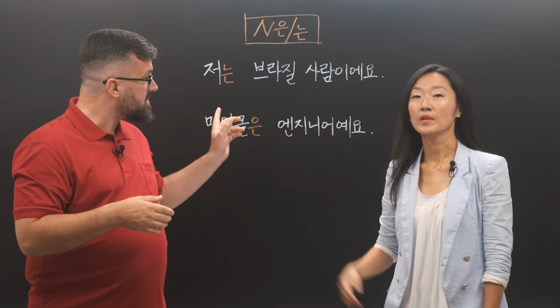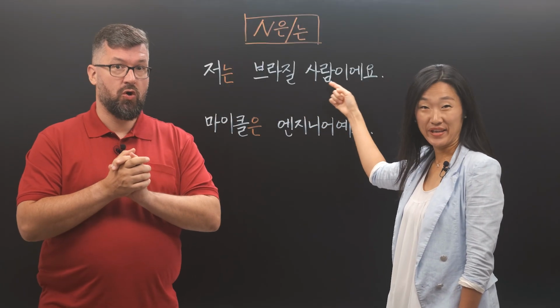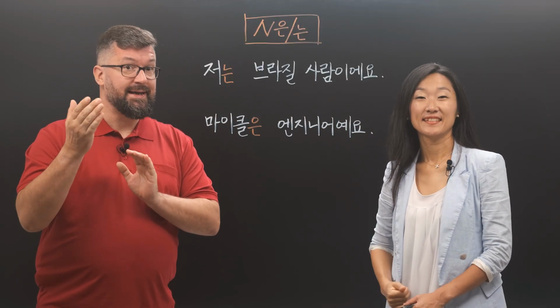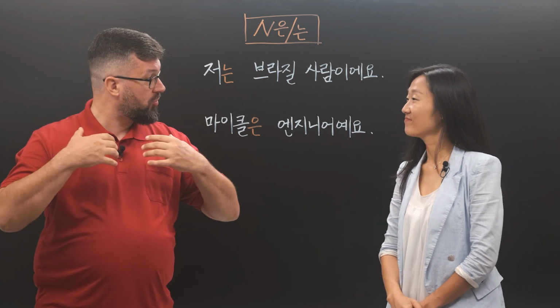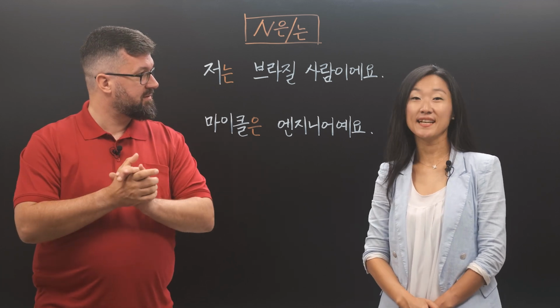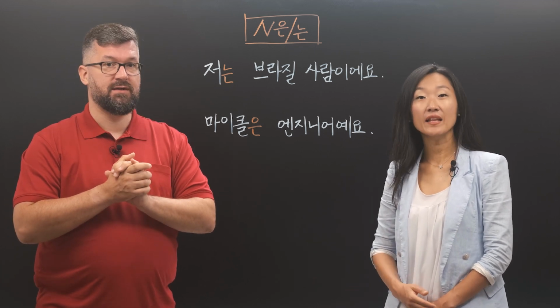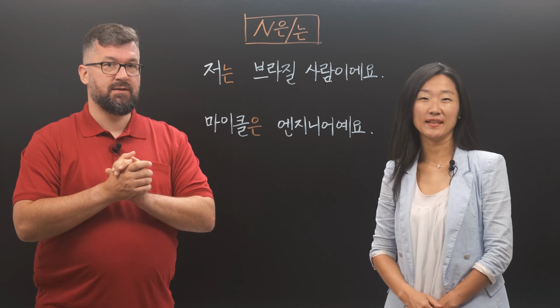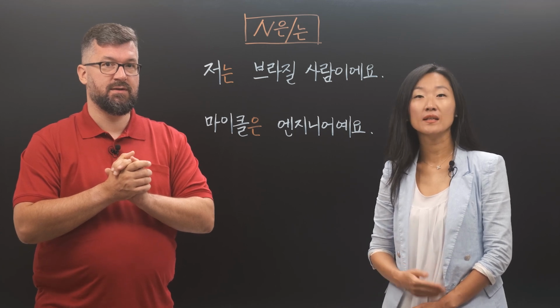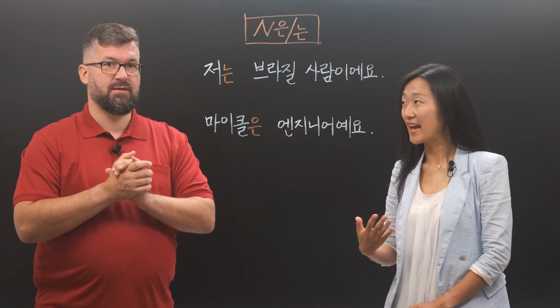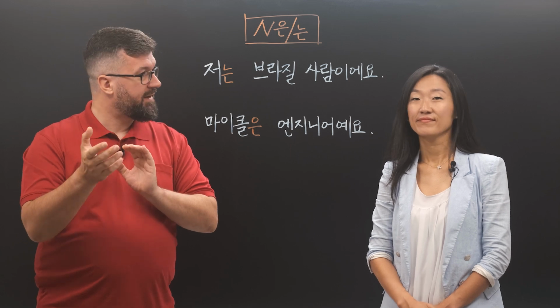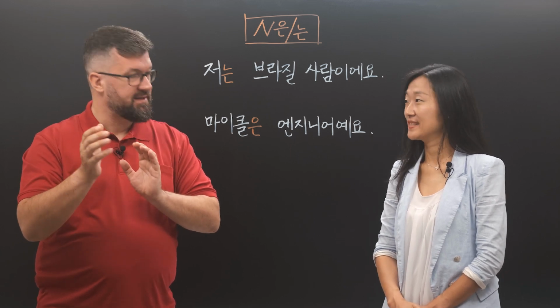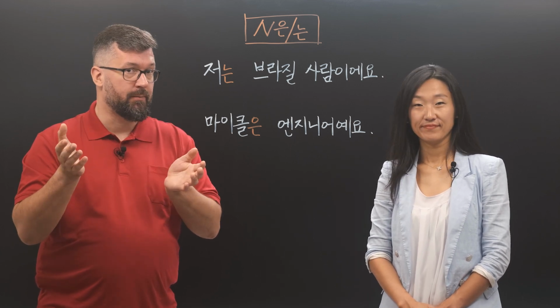So in the sentence, 저는 브라질 사람이에요. 저는 is I. So I am the topic of the sentence. Yes, exactly. 저 means I and 는 is the topic particle. So 저는 means as for me or simply I. So it's the topic and the subject of the sentence. Yes. Marked by the topic marking particle.